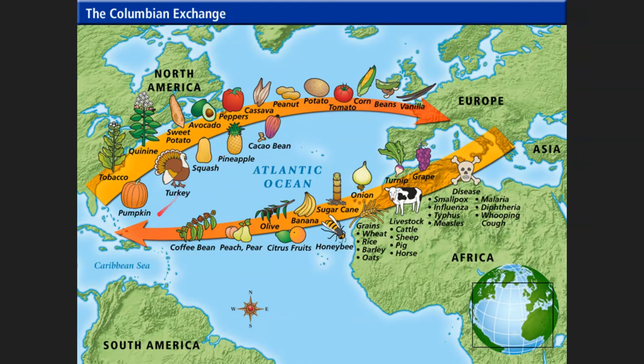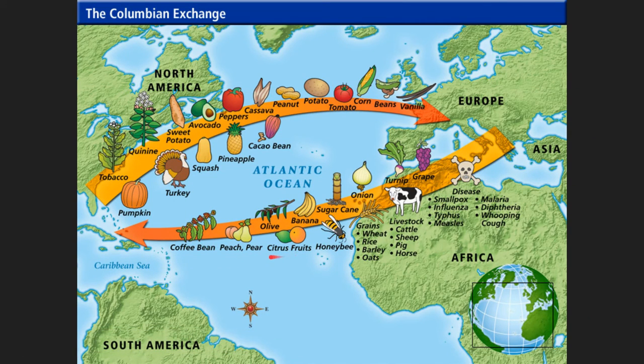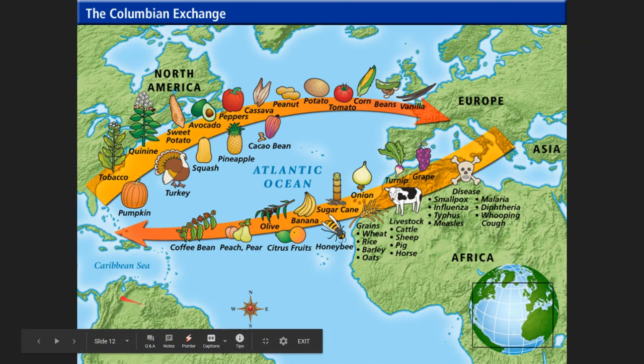In addition, the Europeans brought a lot of stuff to North and South America, like coffee. They brought a lot of fruits like oranges and limes, peaches and pears, bananas, honeybees, wheat, rice, onions. They brought a lot of livestock like cows, sheep, pigs, and horses. They also brought a lot of diseases such as smallpox, influenza, typhus, measles, malaria, diphtheria, whooping cough. These diseases would eventually kill over 90% of all Native Americans on these two continents.